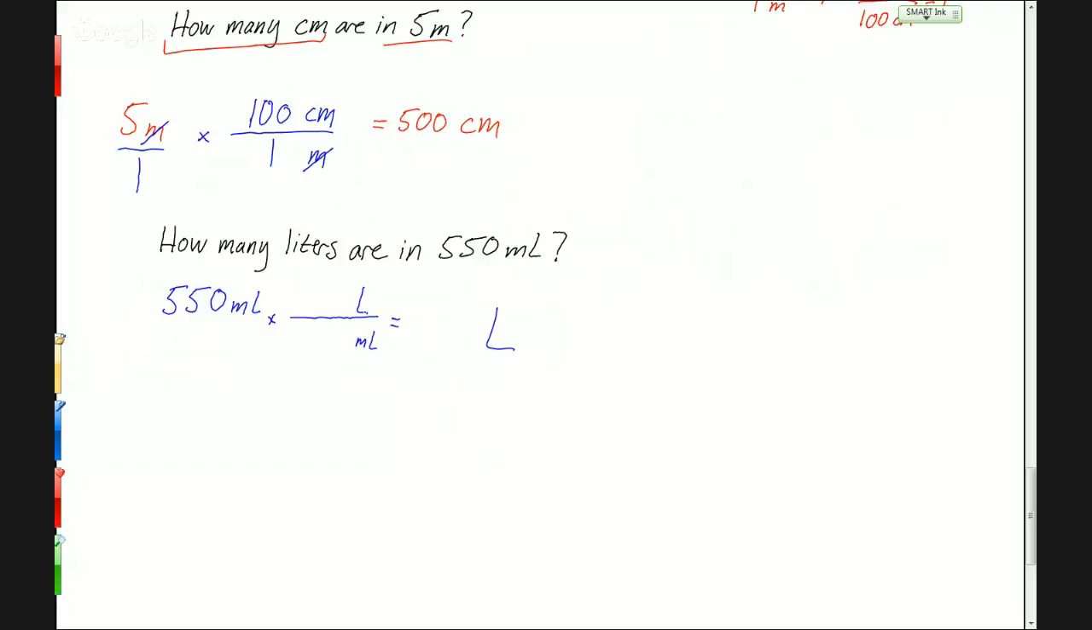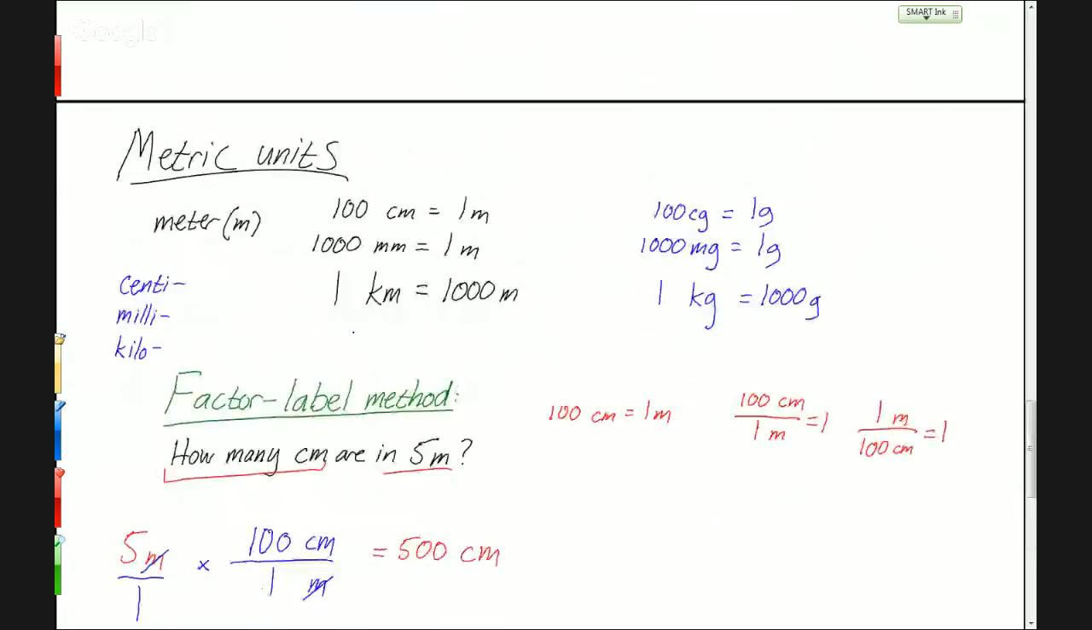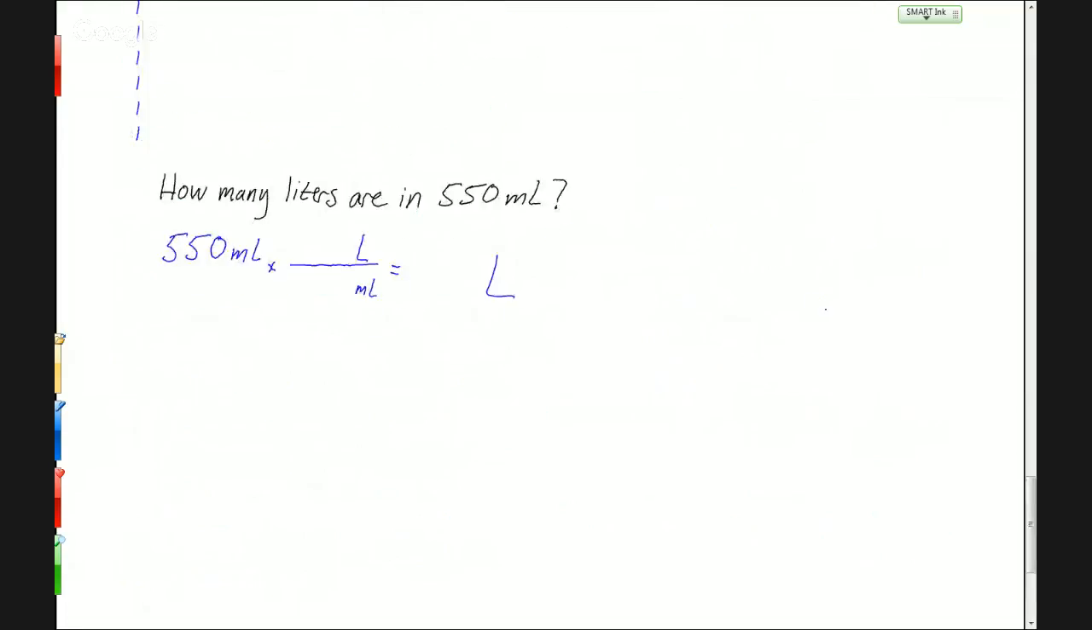1 liter is 1,000. Yeah, we go back up to our prefixes here, and we see that just like millimeters or milligrams, there's always 1,000 of the milli unit in the regular unit. So that tells us, and let me rewrite that down here so we can see it. We know there are 1,000 milliliters in 1 liter. So then we can put 1,000 down here and 1 here. 1,000 milliliters in 1 liter.